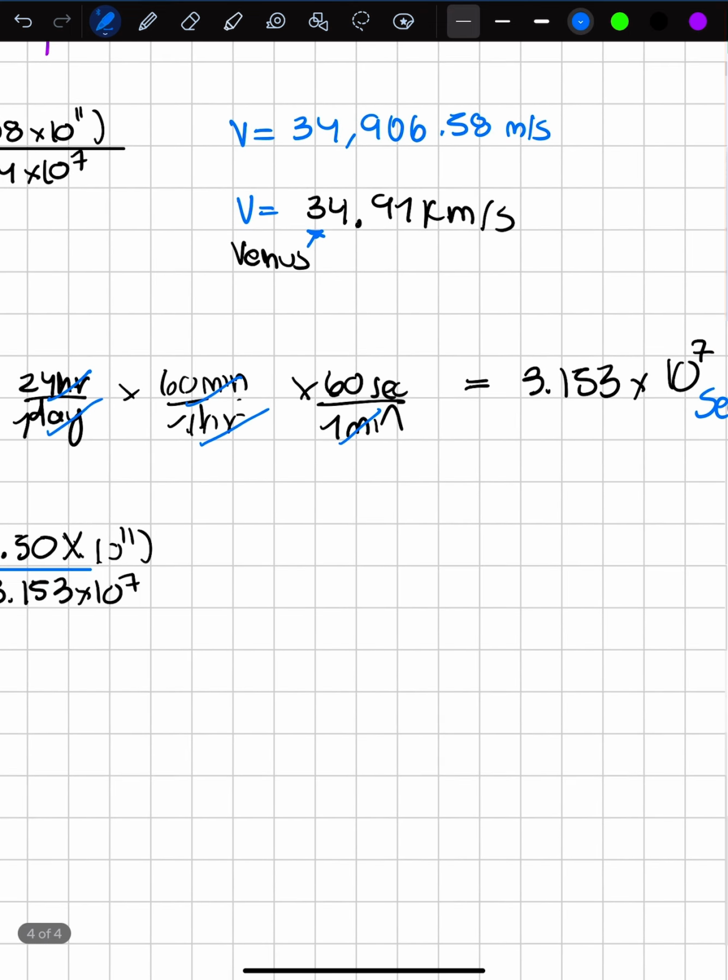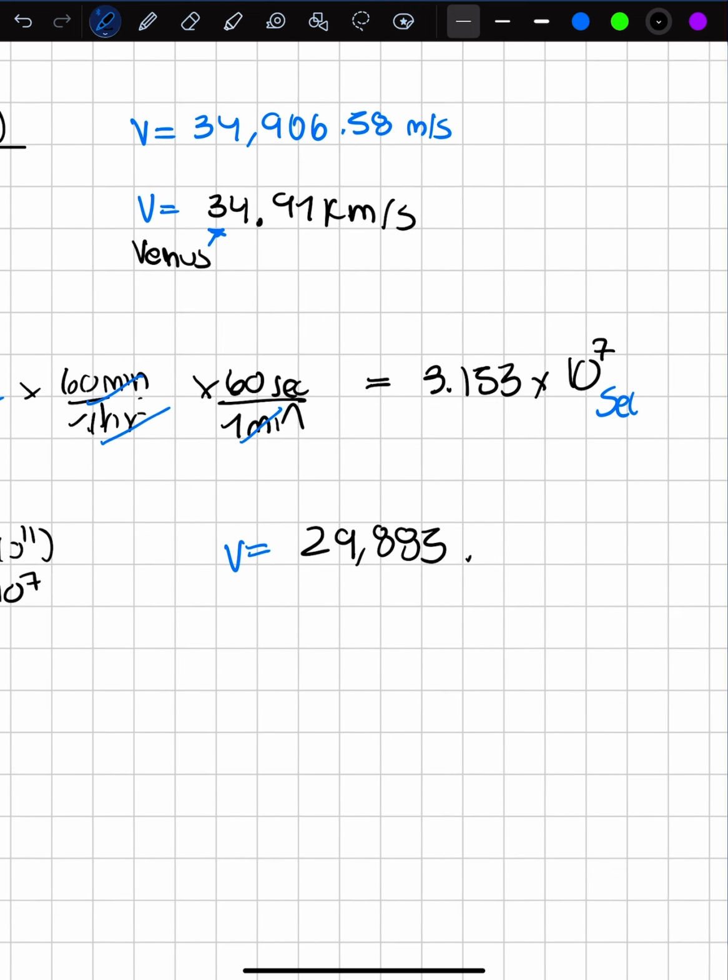And now we have our velocity. Our velocity is going to be in meters per second, but we have to convert that to kilometers per second. So let's go ahead and do that right now. And when we do that, we can see that our velocity in kilometers per second is going to be 29.89 kilometers per second.